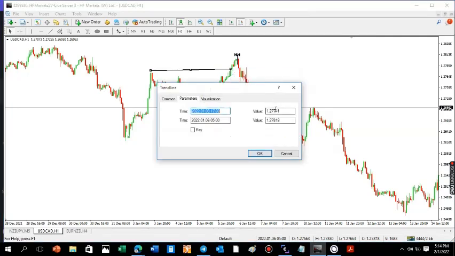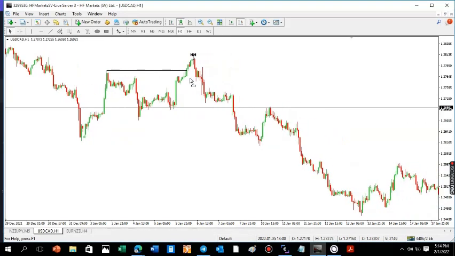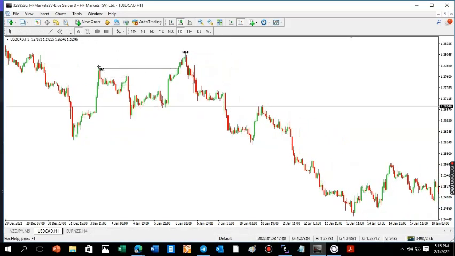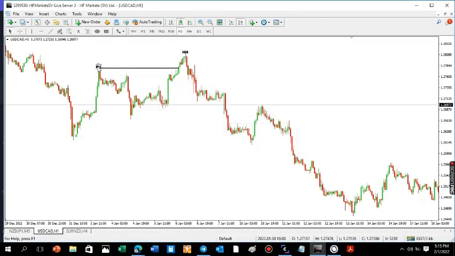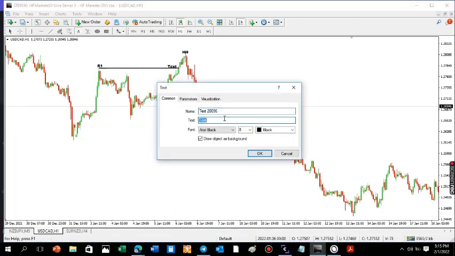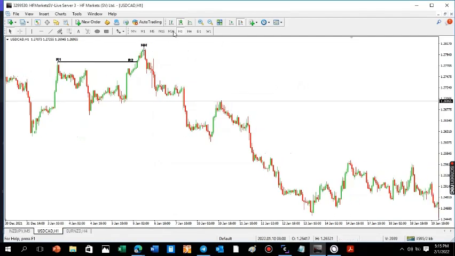You guys remember the video I did yesterday, right? Yes, that video. If you've not seen it, make sure you go and check it out, because it explains everything that I'm talking about here. So this right here is my R1, and this right here is my R2. That's my R2 right there.